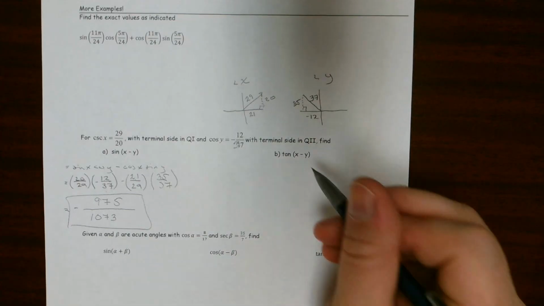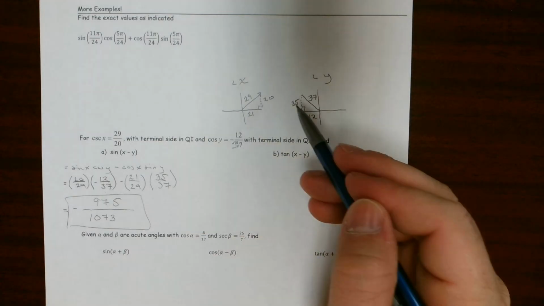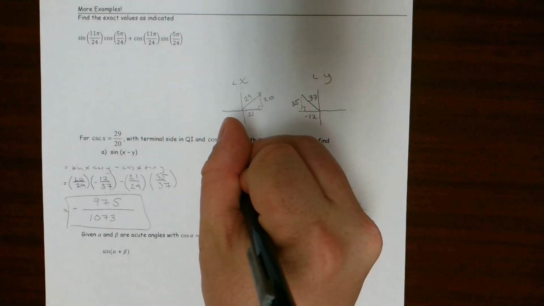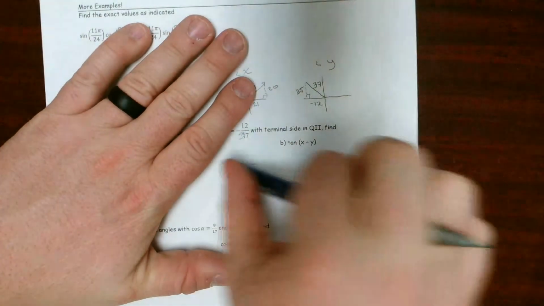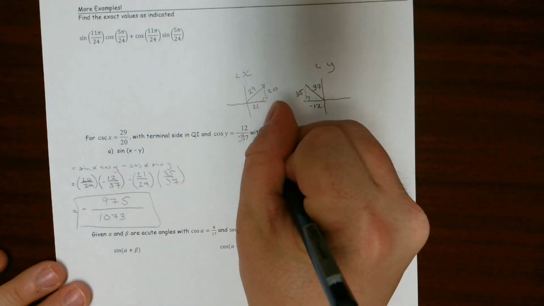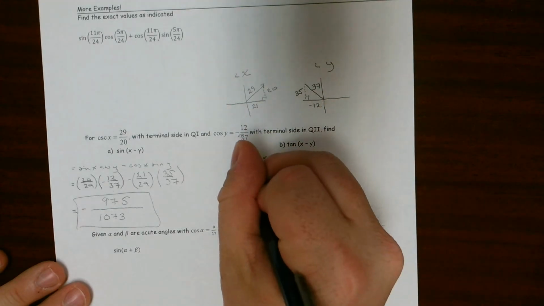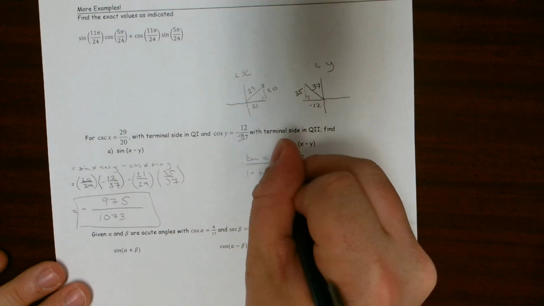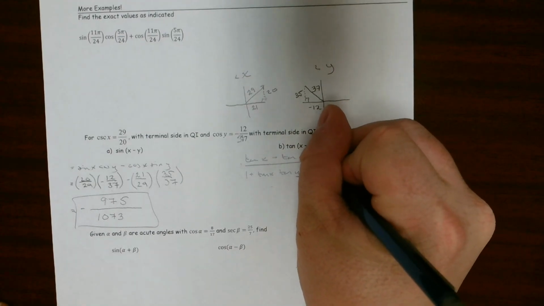Okay. Now let's take a look at the tangent of an angle minus an angle. Real simple. We already drew our picture, and we're just going to use our identity from the front. Leave us some space. That's the tangent of the first angle minus the tangent of the second angle, over 1 plus the tangent of the first angle times the tangent of the second angle.